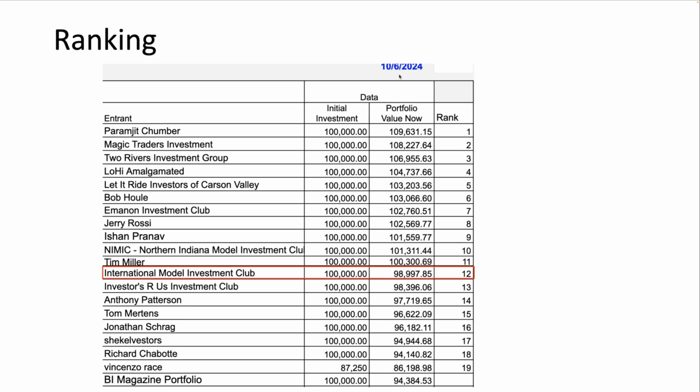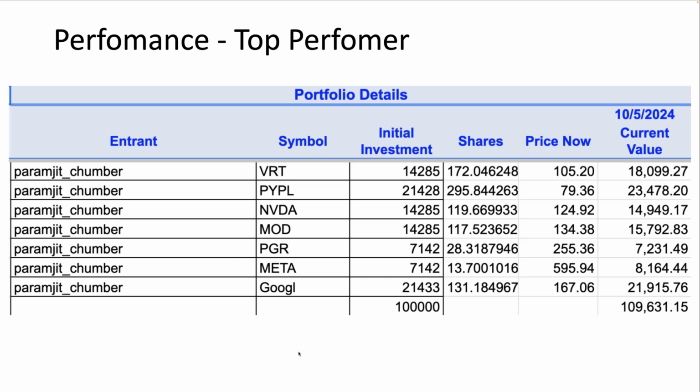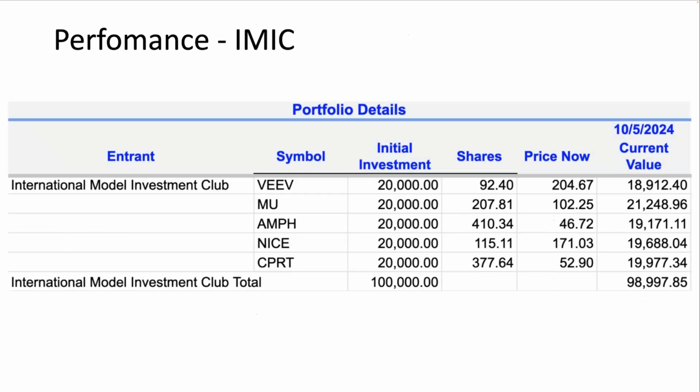So in the beginning of October, we were ranked 12th. We're not the worst, but not the best either. Paramjit Chumber is ranked number 1, and these are the stocks that he selected. I don't know what VRT is, but he's got PayPal, NVIDIA, Meta, Google. And this is our selection.